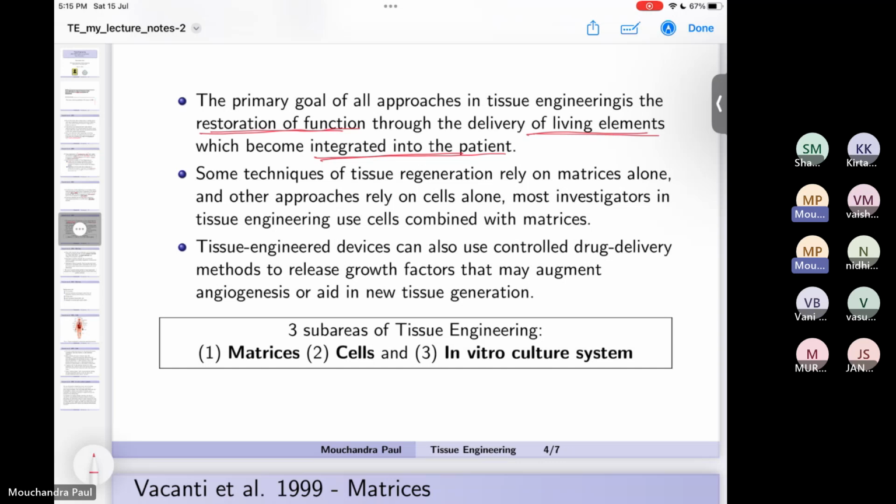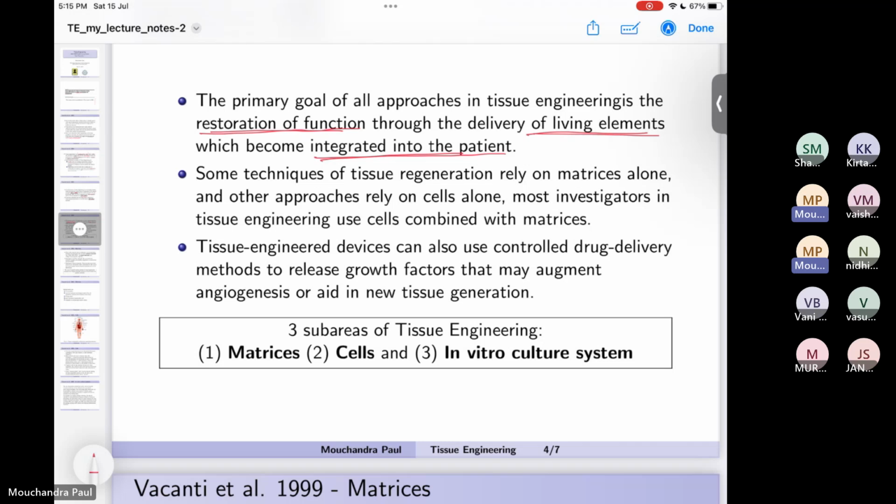So these kinds of living elements, and now people are also including other things like DNA molecules, RNA molecules or nanoparticles. So a combination of these should play an important function, that is to restore the function of the damaged tissue. That is the primary goal.